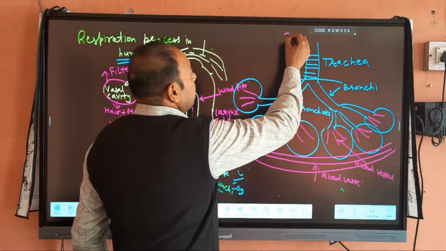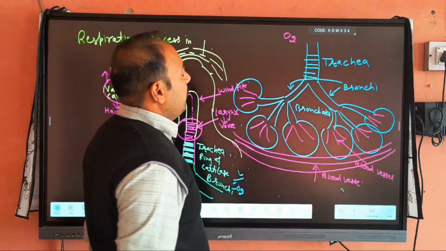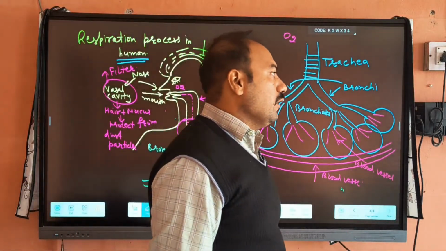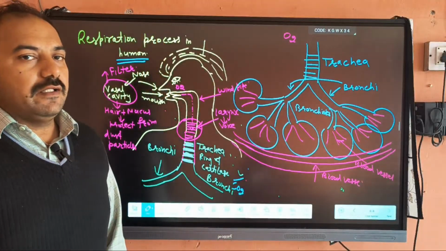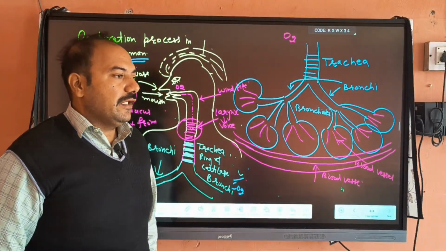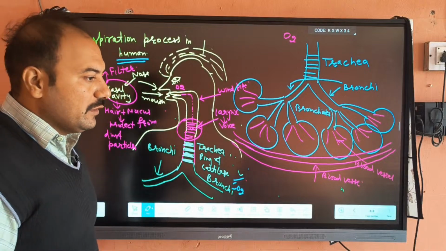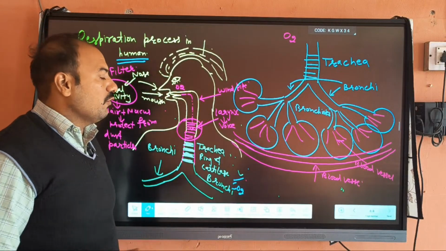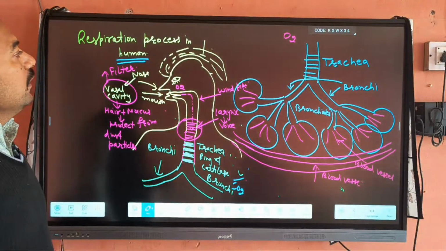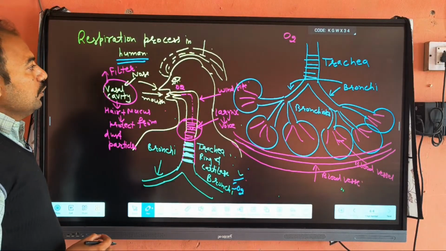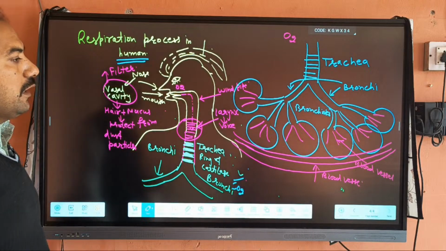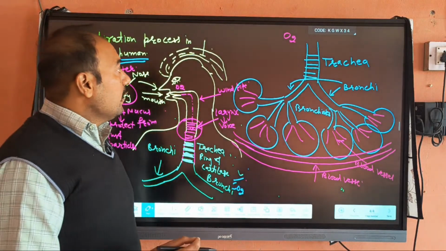So what happens when we take oxygen from the outside, from the air? This oxygen is taken in by the nasal cavity. When oxygen is taken in by the nasal cavity, the air is purified by the nose. The nasal cavity contains hair and mucus. Mucus is a transparent or white fluid present in the nasal cavity that stops the entry of dust particles. So the primary function of the nasal cavity is to filter the air.